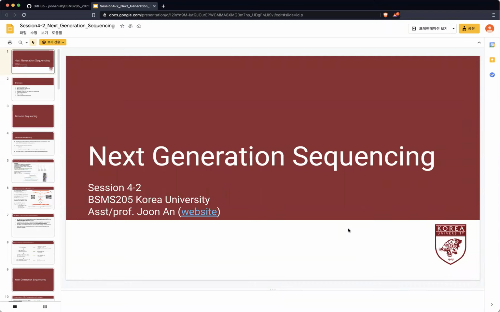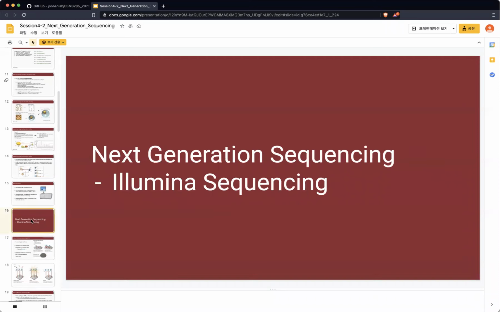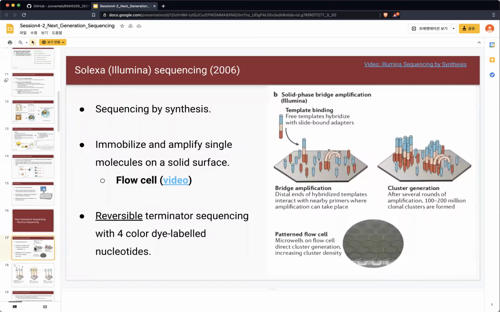Right. So we're going to resume the session for next generation sequencing. As we have no schedule for tomorrow's class, which is the Wednesday one, I just tried to make a sort of replacement video for your lecture. So we can go from the next generation sequencing part, where we stopped at Illumina sequencing last time. So we continue to discuss from this part.